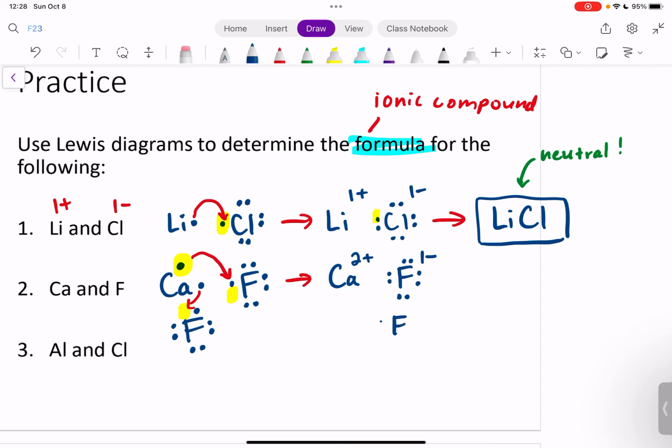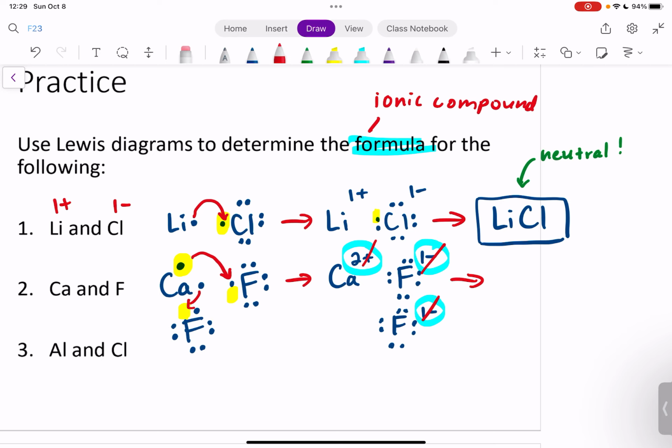So if each fluorine gained that 1 electron, it's now got more electrons than protons, specifically 1 more each. And each fluorine is going to have a 1 minus charge. Okay, but looking at this, why did this work so well? Well, calcium's got a 2 plus charge, and now we've got 2 1 minus charges. So our total on this side of the compound has a 2 minus charge, and that's going to cancel out with our 2 plus charge.